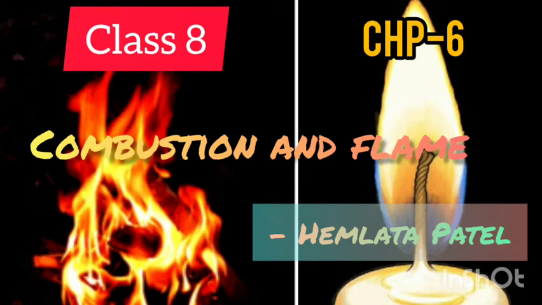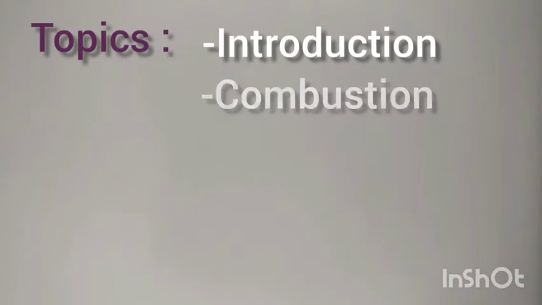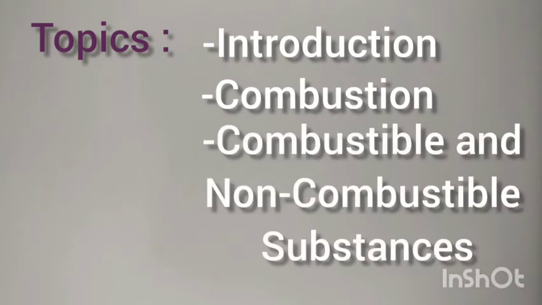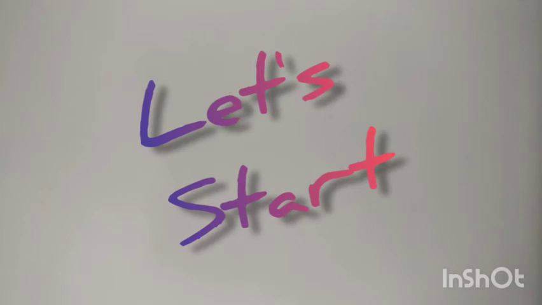Today we are going to start a new chapter, chapter number 6, and the title of the chapter is Combustion and Flame. In this video you will learn three things. First, we will discuss the introduction of the chapter. Second, we will learn what combustion is. And third, we will discuss combustible substances and non-combustible substances. Now let's start the chapter.